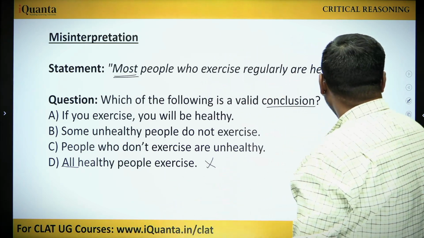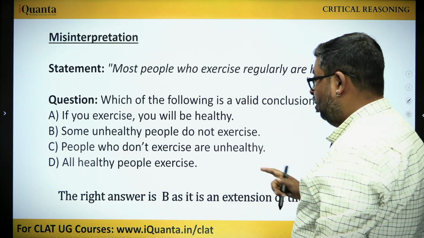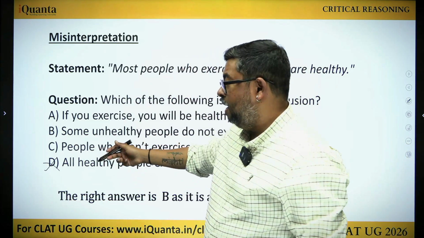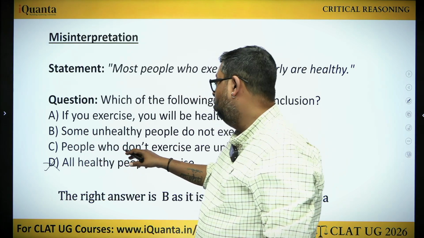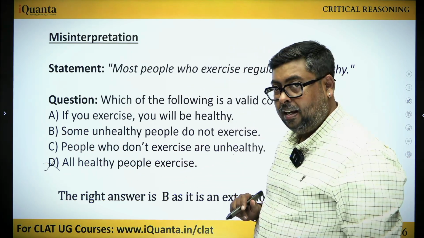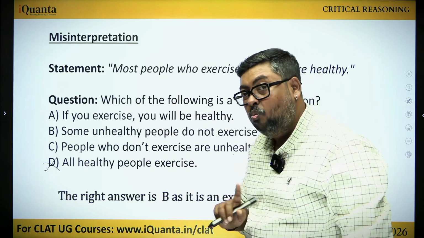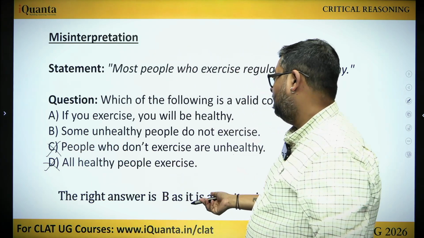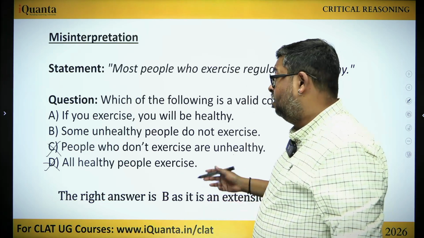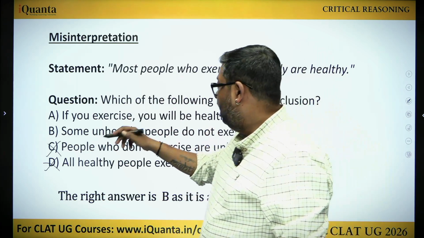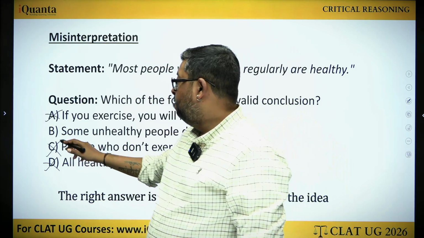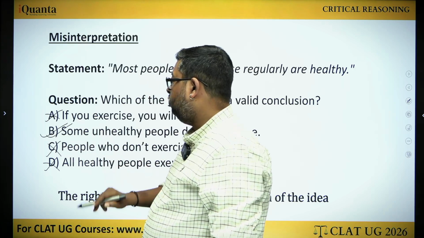Let's see. So what is it? Because D was wrong, automatically if you look at the C part, people who don't exercise are unhealthy. This also cannot work, right? Why? Because there might be some people who are not exercising at all and still they are healthy. So that's why C is not the answer. A was automatically removed because it was not conclusive, and that's why B part is my right answer.